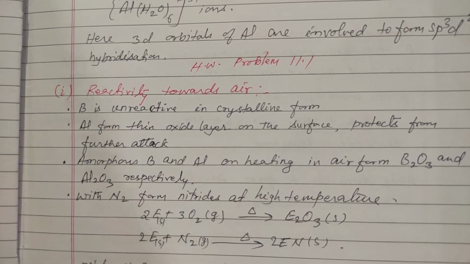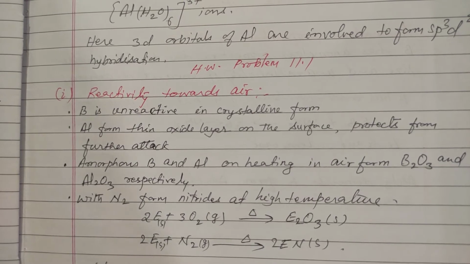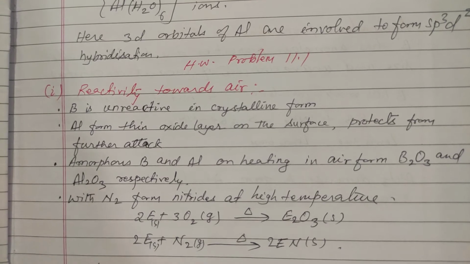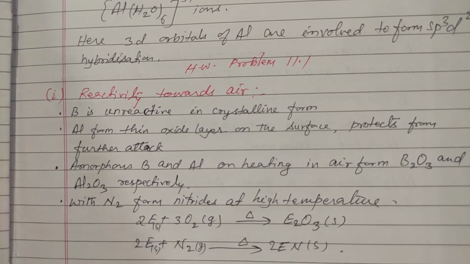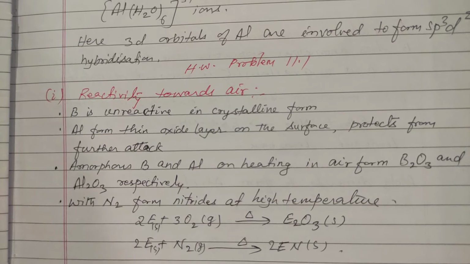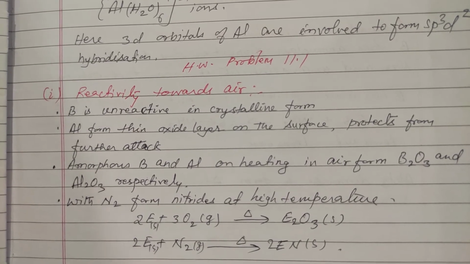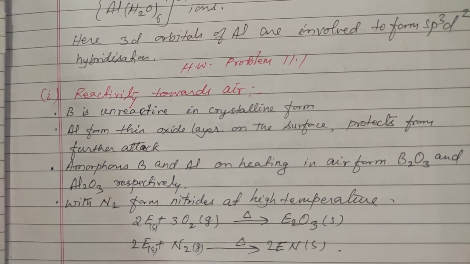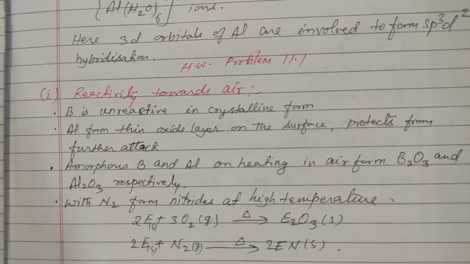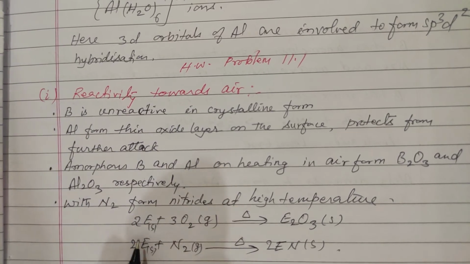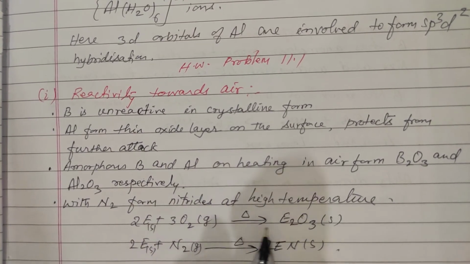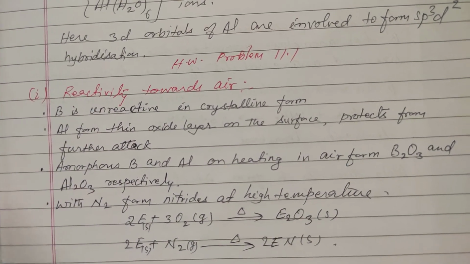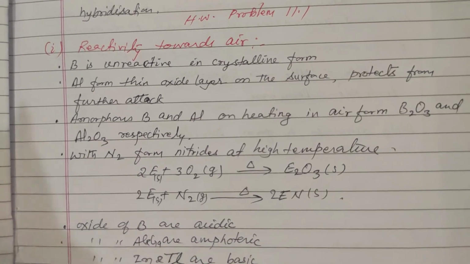Now come to some chemical properties, the first of which is reactivity towards air. Boron is unreactive in crystalline form. Aluminum forms a thin oxide layer on the surface, which protects it from further attack. Amorphous B and Al on heating in air form B2O3 and Al2O3 respectively. With nitrogen, they form nitrides at high temperature. 2E(s) + 3O2(g) gives E2O3(s). 2E(s) + N2(g) gives 2EN(s).